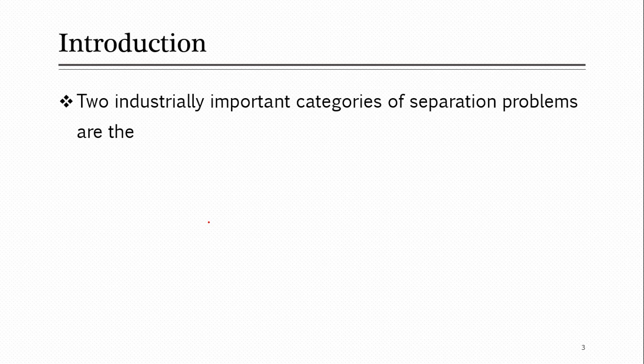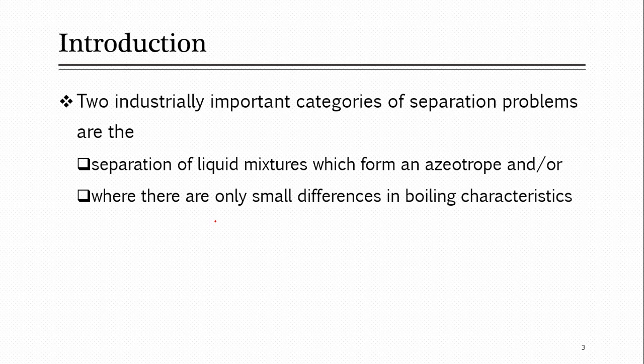Actually, there are two important categories of separating various hydrocarbons or components, and those separations are difficult. What are those separations? First, if you are separating azeotropic liquids, or a mixture where an azeotrope is formed, you know that it is very difficult to separate them. When an azeotrope is formed, you can't go for distillation, then you look for other techniques, and maybe you can go for liquid extraction or absorption.